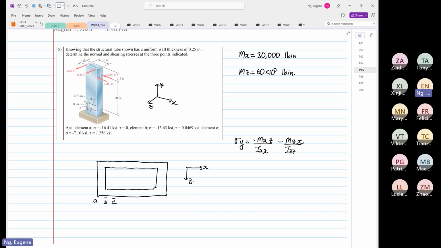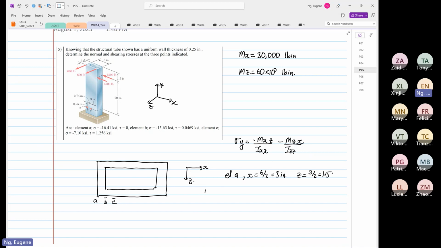Okay. Right. So first we do element A. Right. So for element A, what I tend to do is write out the distance first. So the X from the centroid is equal to 6 divided by 2. So this is equal to 3 inch in X direction, right? Then in Z direction, it is equal to 3 divided by 2, which is equal to 1.5.